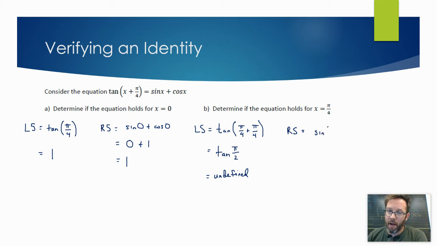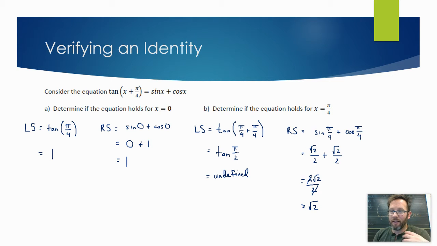The right-hand side is the sine of pi over 4 plus the cosine of pi over 4. Using our unit circle and special triangles, we know that's 1 over root 2, or root 2 over 2, plus root 2 over 2, which is equal to 2 root 2 over 2, which is just root 2. So we can see that no, this equation isn't an identity. It's not true for all values of x. It might be true for some. For example, it was true when x is equal to 0, but it wasn't true when x is equal to pi by 4.